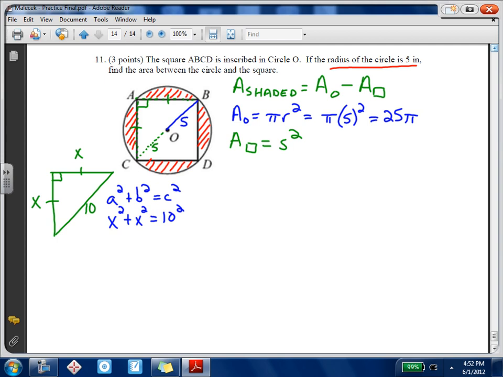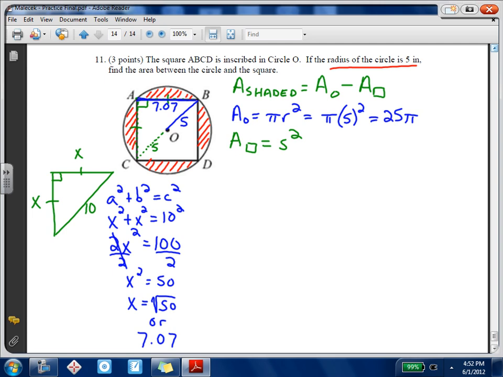X squared plus x squared is 2x squared. 2x squared equals 10 squared, which is 100. We need to get x squared by itself, so we divide both sides by 2. We get x squared is equal to 50. So x is equal to the square root of 50. Or, if you want to type it into a calculator, you can say that x is equal to 7.07. X here is the side of one side of the square.